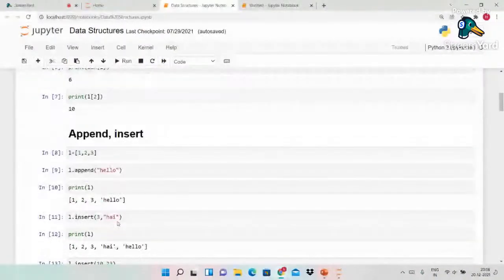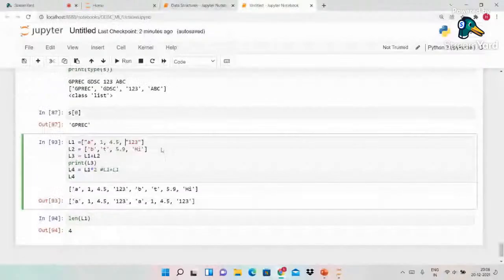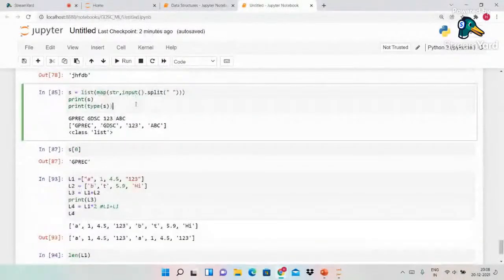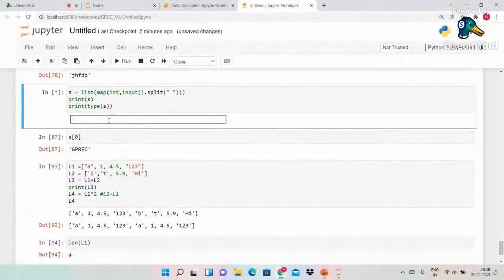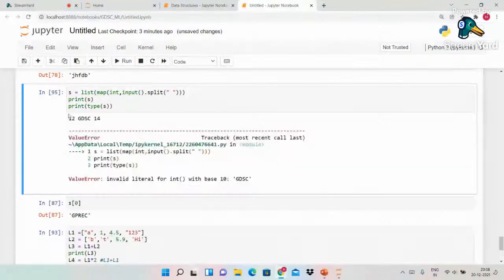Okay, so length of L. So when is appending used? As I told you, here I told you we have to take only string, okay? Now if I try to write something integer, like 12 space GDSC 14, something like this, it will throw an error. Why is it so? Because it was fine till we entered 12, because 12 is an integer, but we specified here we want an integer, and here we are giving a string, right? The word GDSC is a string, and you can't convert it into its equivalent integer. It makes no sense. So that is the reason it will throw an error, okay?